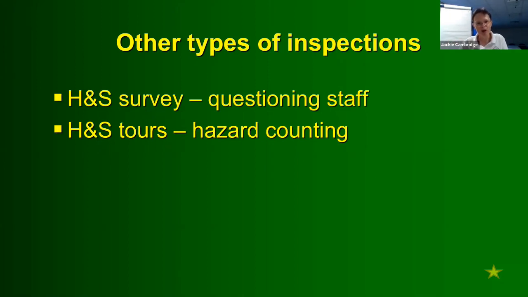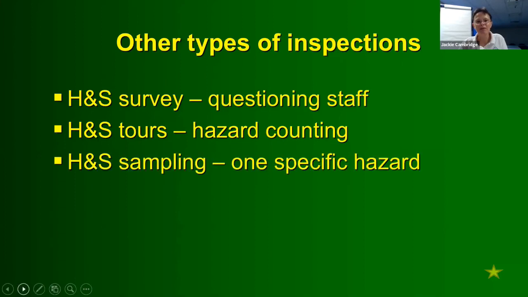Obviously, if there's something high risk, you would still report it, but the technique is just about counting the hazards. This is health and safety sampling, slightly different from doing a noise sample, but health and safety sampling is exactly the same. You go into the workplace, walk a set route, and count the hazards, but you only focus on one particular type of hazard.